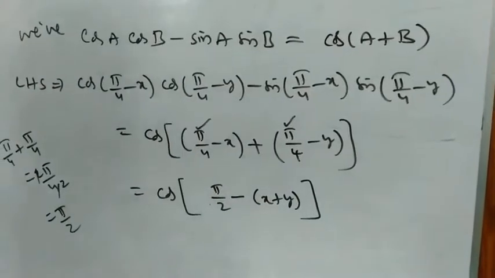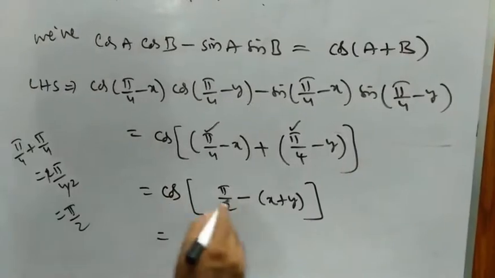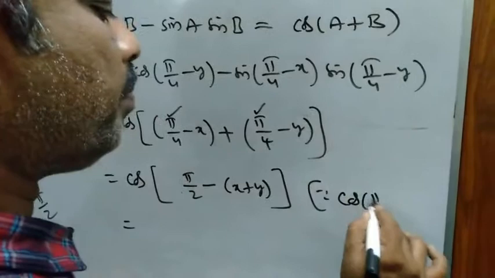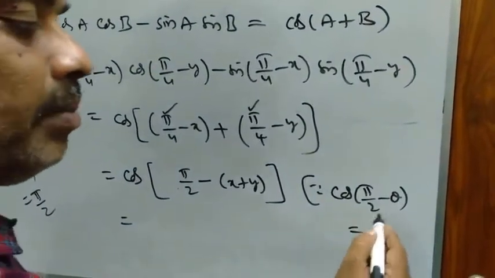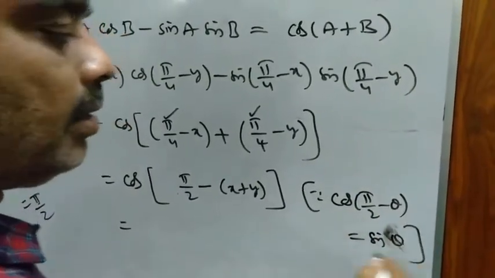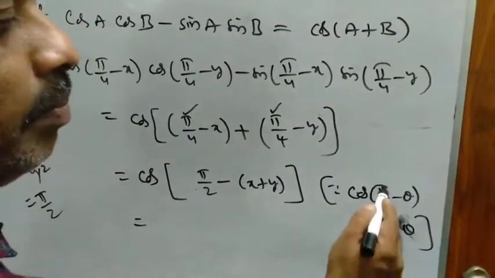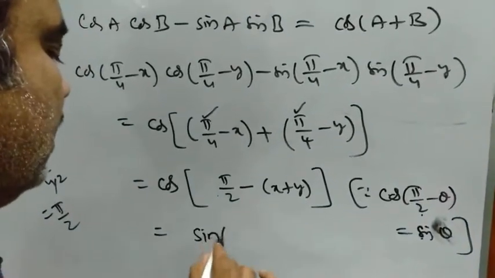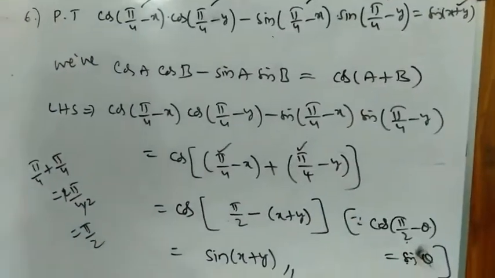We'll get 90 minus, pi by 2 minus x plus y. So cos 90 minus theta, it looks like cos 90 minus theta. Cos pi by 2 minus theta is equal to first quadrant. Pi by 2 minus theta means first quadrant. This is sin theta. In the first quadrant all are positive. Cos will get sin because it is pi by 2 multiple, sin theta. So here it is a sin theta, which means x plus y. So that is sin x plus y, which is the required solution.